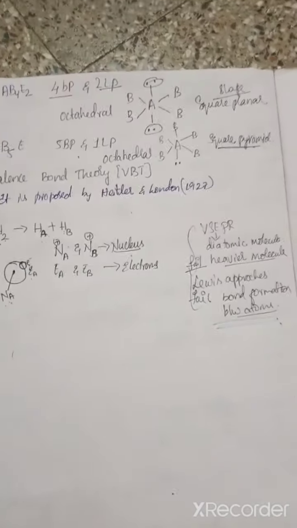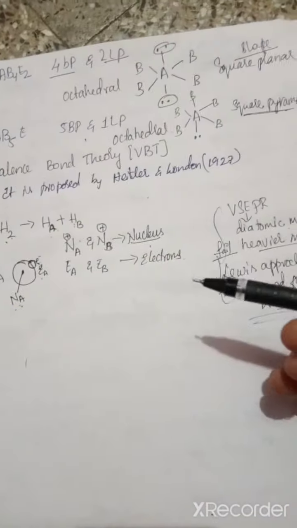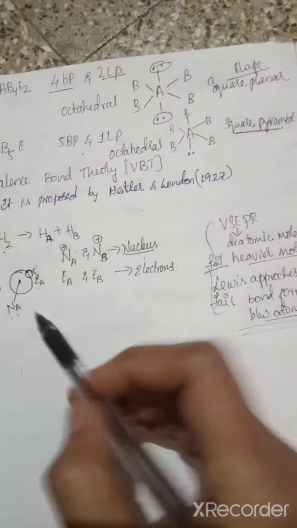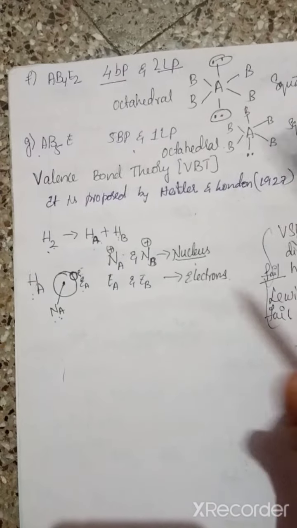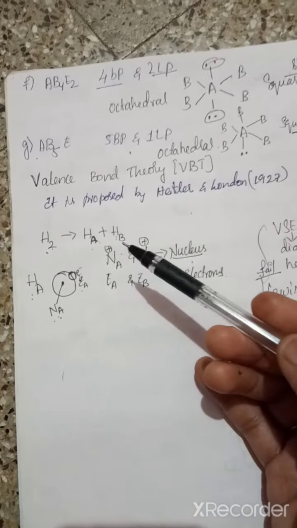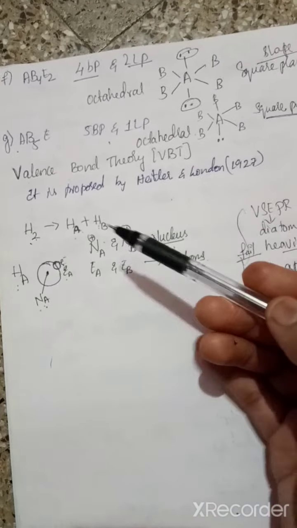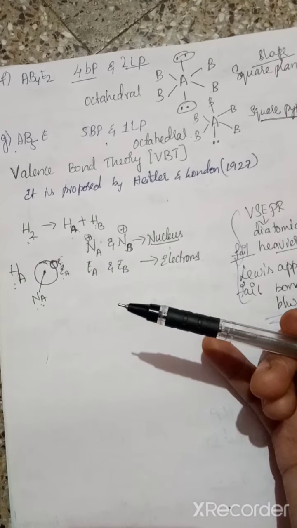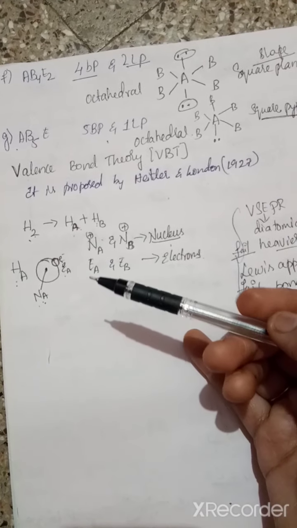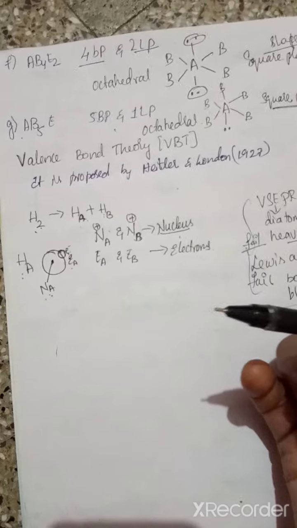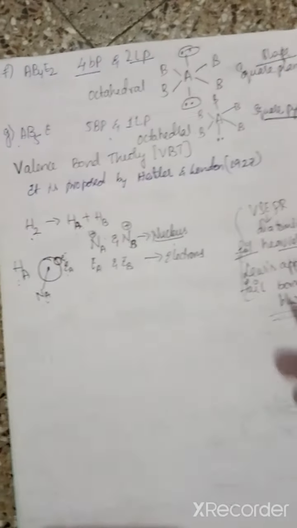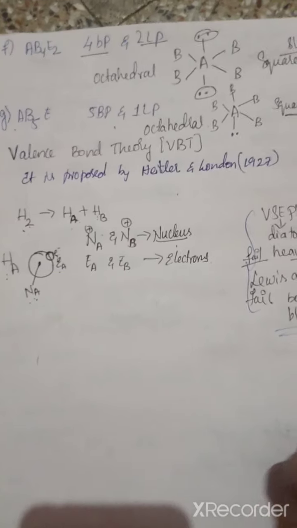As we know, we took the example of the hydrogen molecule, and we can consider it as two different atoms, and in the two different atoms there are different nuclei and different electrons. This is why we are discussing this: when we are discussing the valency bond theory, there is an attractive force and a repulsive force.